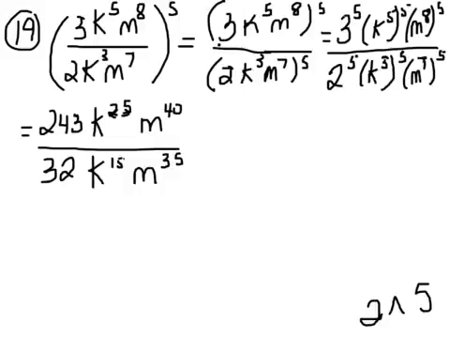Let's see. Trying to think what goes into 243 that would go into 32. And the answer is nothing. So there's nothing that goes into both of them. So those numbers are not going to reduce out.